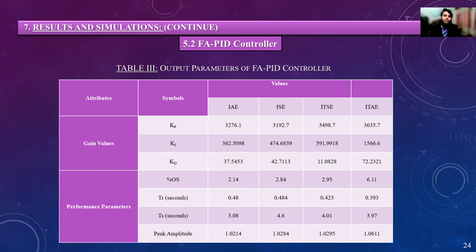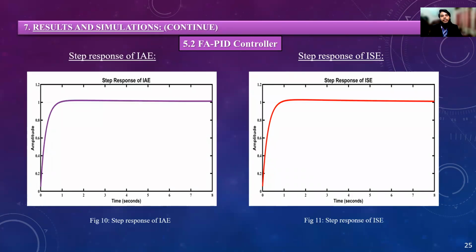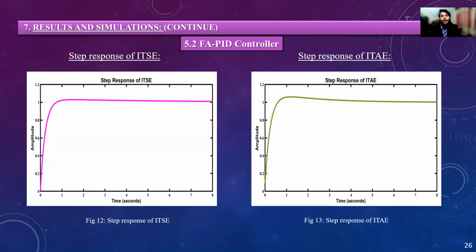Using the different objective functions in implementing the FA algorithm, we found 4 different proportional, integral, and derivative gain values. Using these values, step responses are generated. The performance can be observed from this table for 4 different objective functions. Step response of IAE and ISE is shown in this slide, ITAE and ITSE in this one.